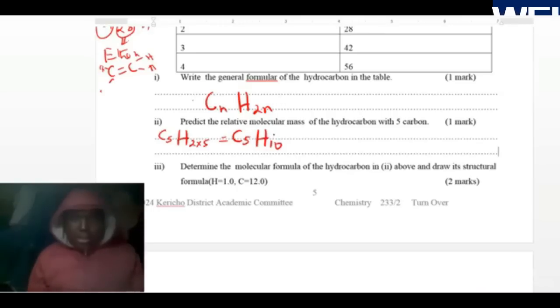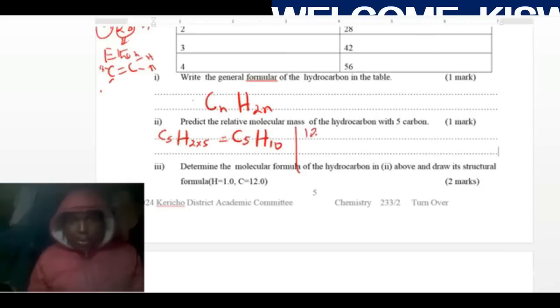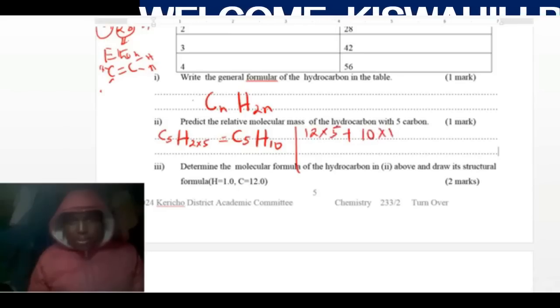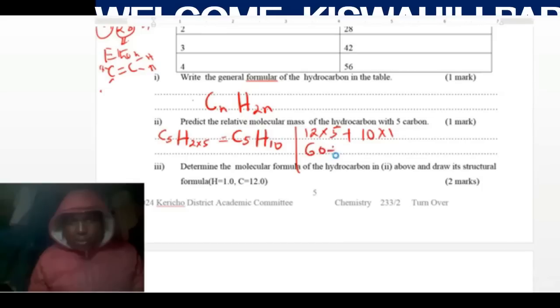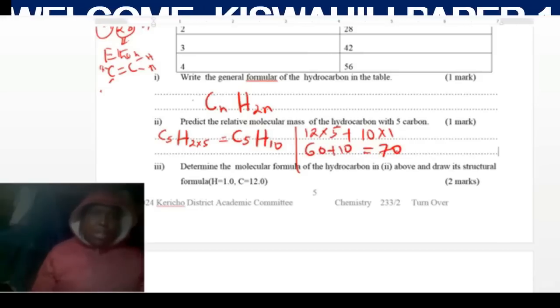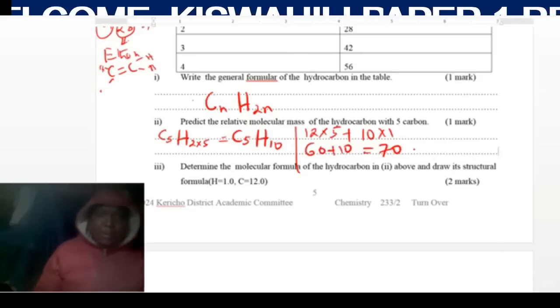So we have been asked to predict the molecular mass. If this is the compound, then 1 carbon is 12, times 5, plus hydrogen times 1. So this one is going to be 60 plus 10, and that will be 70. The molecular mass for the 5-carbon hydrocarbon will be 70.